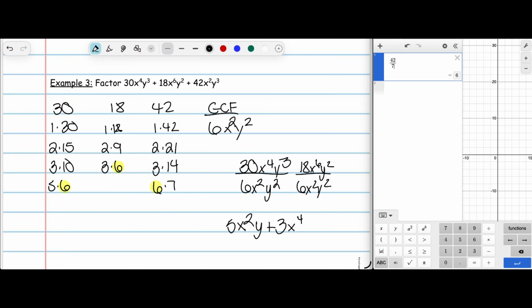Now I do my next one, which is the 42x squared y to the third, divided by 6x squared y squared. 42 divided by 6 was 7. The x squared divided by x squared, basically the x's go away because when you subtract, they cancel each other out. Now 3 minus 2 will give me y. So that's what's left there.